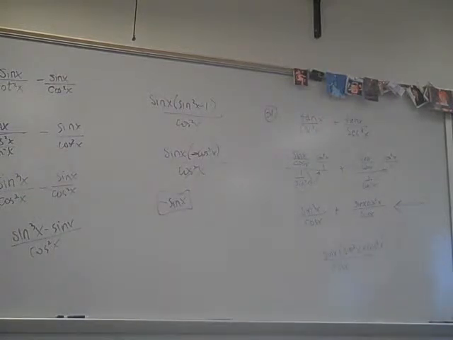Wait, so then why did you multiply them? From this step, I did two things at once. I added these together so that I have a common denominator of cosine, and then I factored out a sine of the top. Oh, okay. And then what's sine squared plus cosine squared? 1. This thing's 1, so it's just sine over cosine, which is tan.